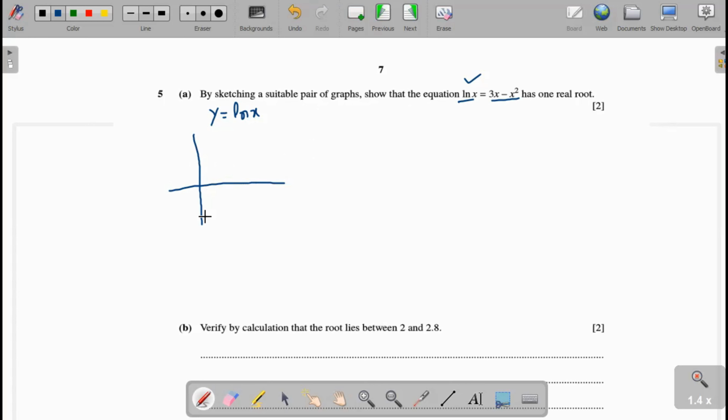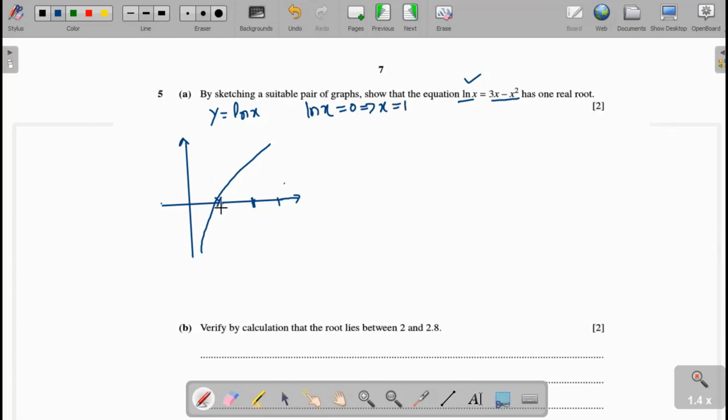The logarithm graph starts from minus infinity towards infinity, but it never meets the y-axis. Now we see where it cuts the x-axis: we take ln x equal to 0, therefore x will be equal to 1. That is the point where the graph intersects the x-axis. Now the second graph, 3x minus x squared, is a quadratic graph. The shape of this graph should be this.